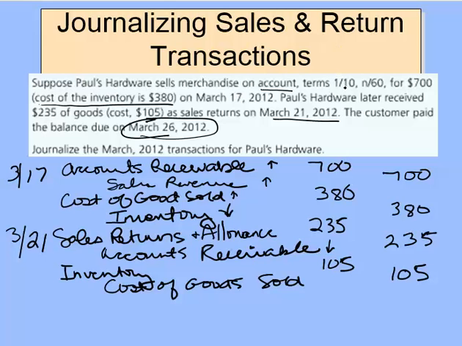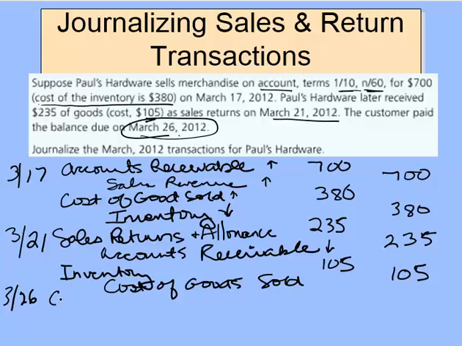Well, let's see. We had terms of 1/10 net 60. So that was on March 17th. Is it in the 10-day window? Are they able to take advantage of the discount? And it appears it is. 26 minus 17 is only 9 days. So they are going to take the discount when they go ahead and pay us. And I'm going to flip to a clean slide here. No, I'll leave it open just so we can refer back to all this information. All right, so this is now March 26th.